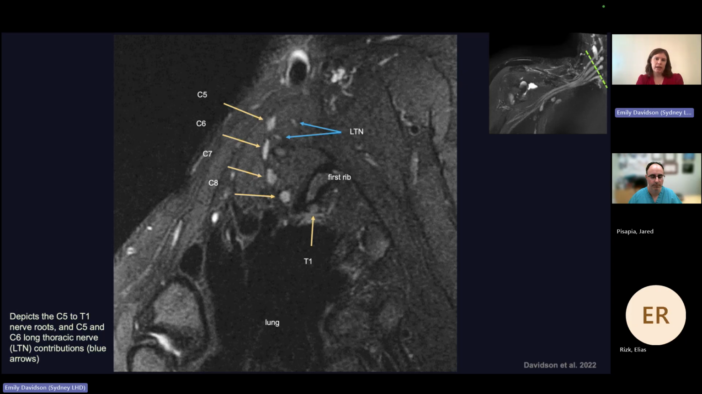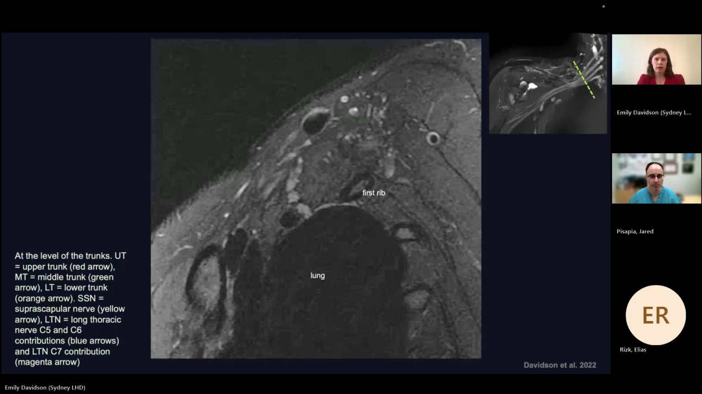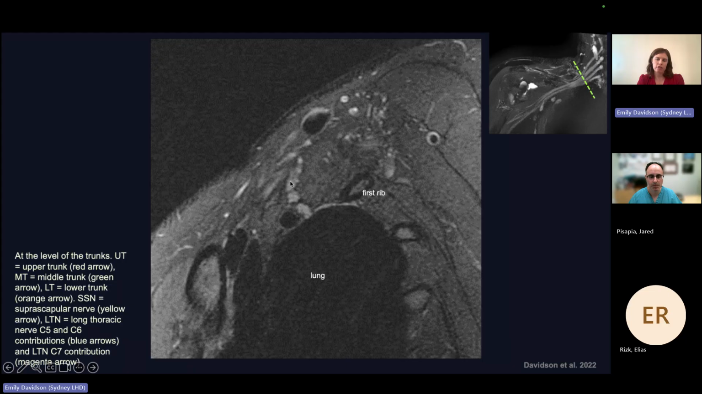We can also start to see smaller nerve branches. So these are the C5 and C6 nerve rootlets of the long thoracic nerve, and they're going to form in the scalenus medius. Moving further downwards, we have this three stacked configuration of the nerve trunks, so upper, middle, and lower. And we start to get smaller branches coming off, suprascapular nerve from the upper trunk, and we're starting to see the nerve rootlets of the long thoracic that are going to converge in the scalenus medius.